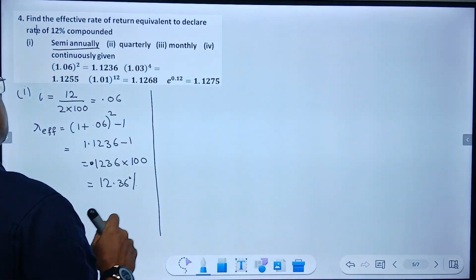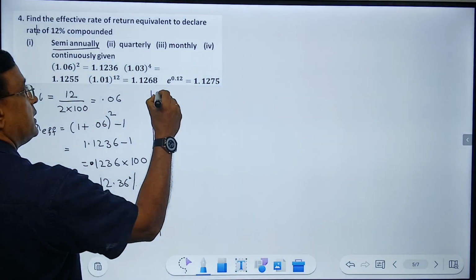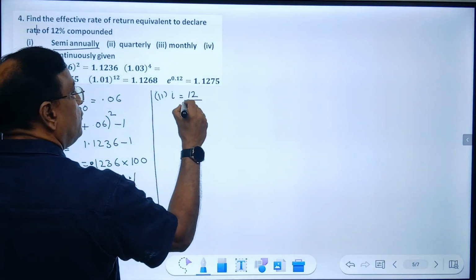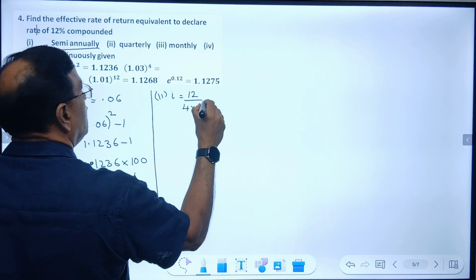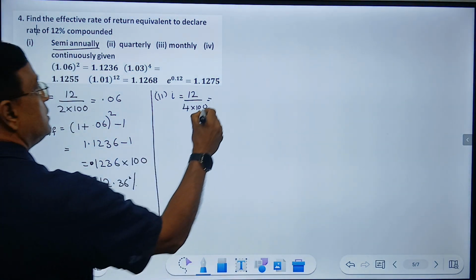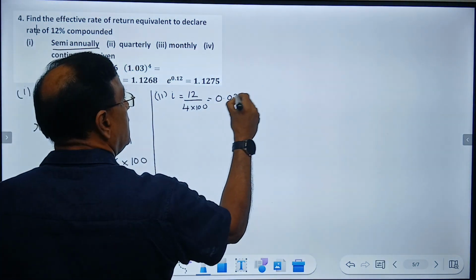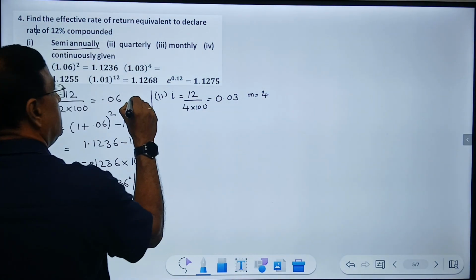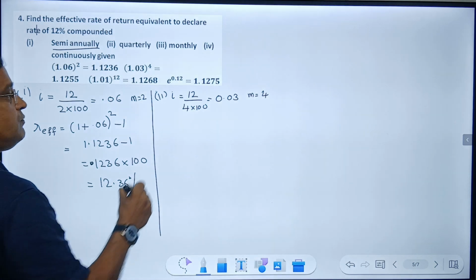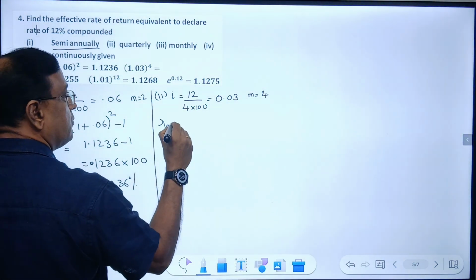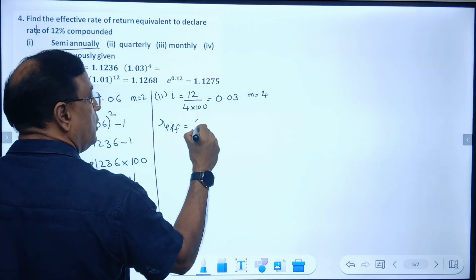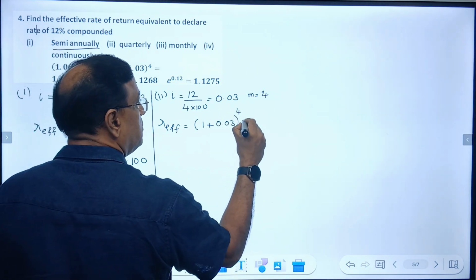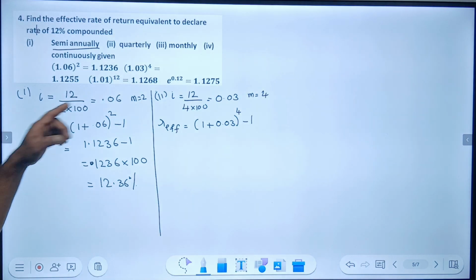Okay. Now let us see what happens if it is quarterly. Second subdivision. My R by M will be 12 by 4 into 100, which I think becomes 0.03, and my M will be 4 times a year. Before, when it was semi-annually, M was 2. Okay. Now what is the formula? R effective equals 1 plus 0.03 the whole power 4 minus 1.